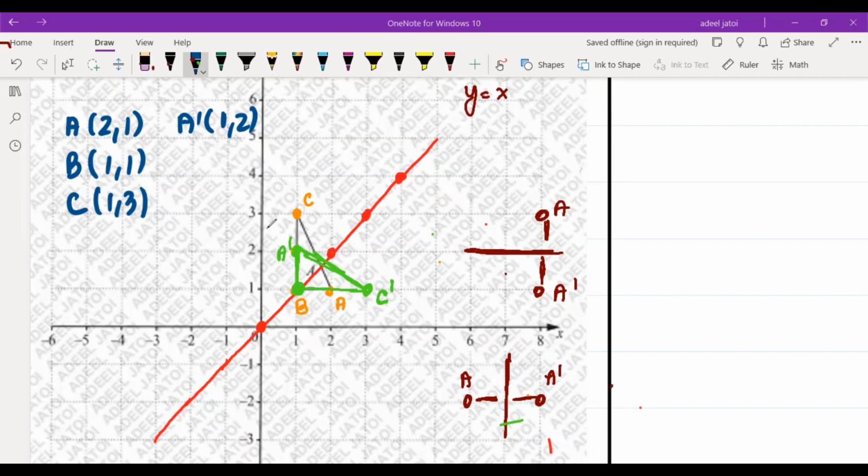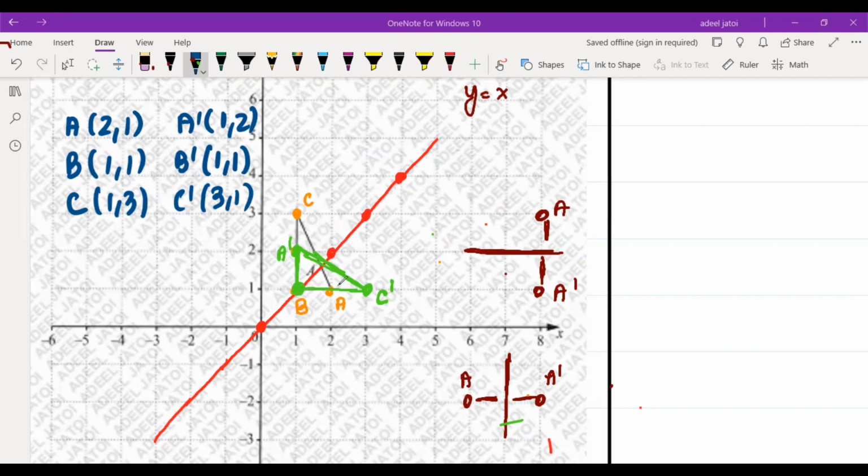Similarly, your B dash, since it is 1 and 1, will still remain 1 and 1, because the coordinate is the same. It is on the line, so even if it is interchanged, it will remain 1 and 1. For C dash, it will be 3 and 1. Your object coordinate C, which was 1 and 3, becomes the image coordinate 3 and 1, because the coordinates got interchanged when the reflection is happening in the line y equals x.